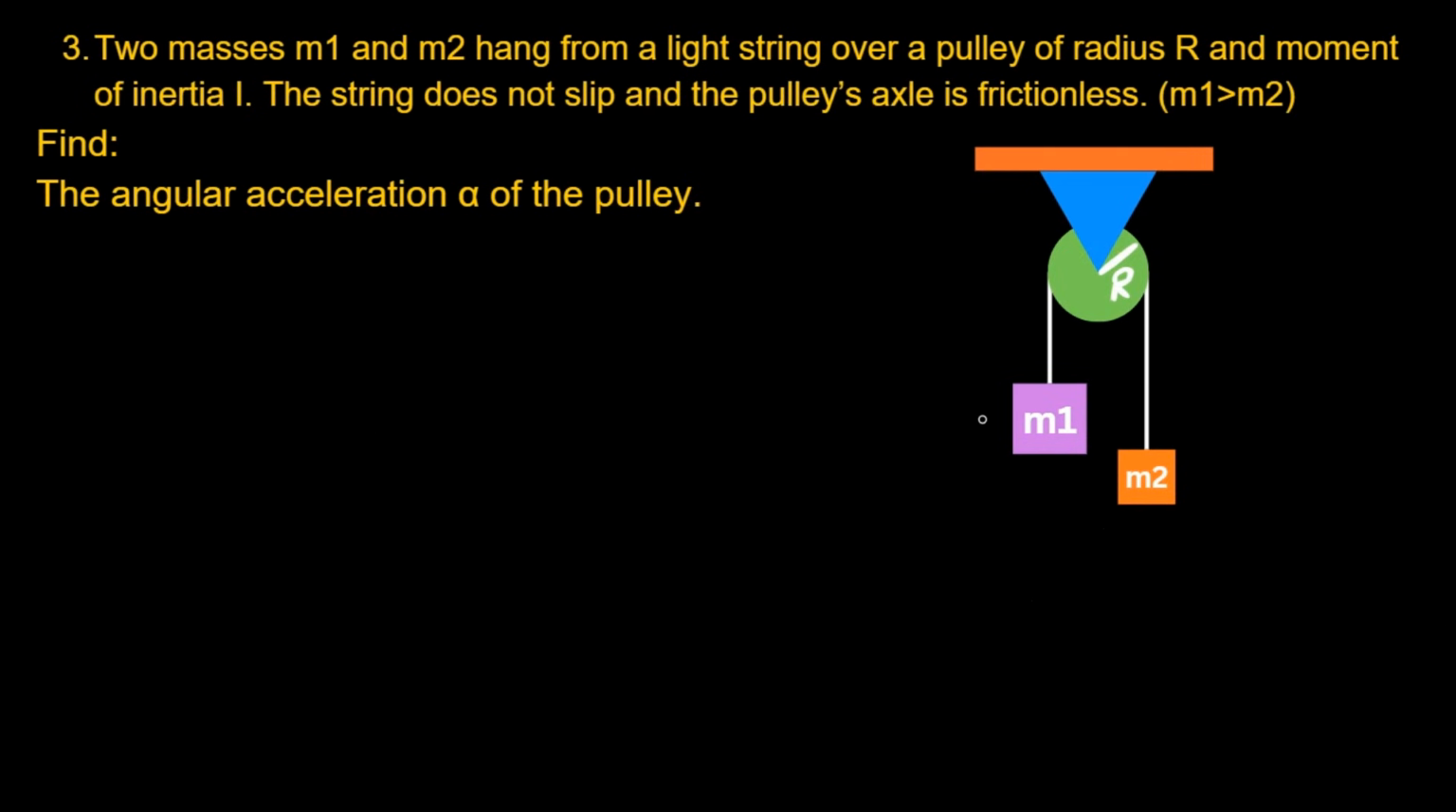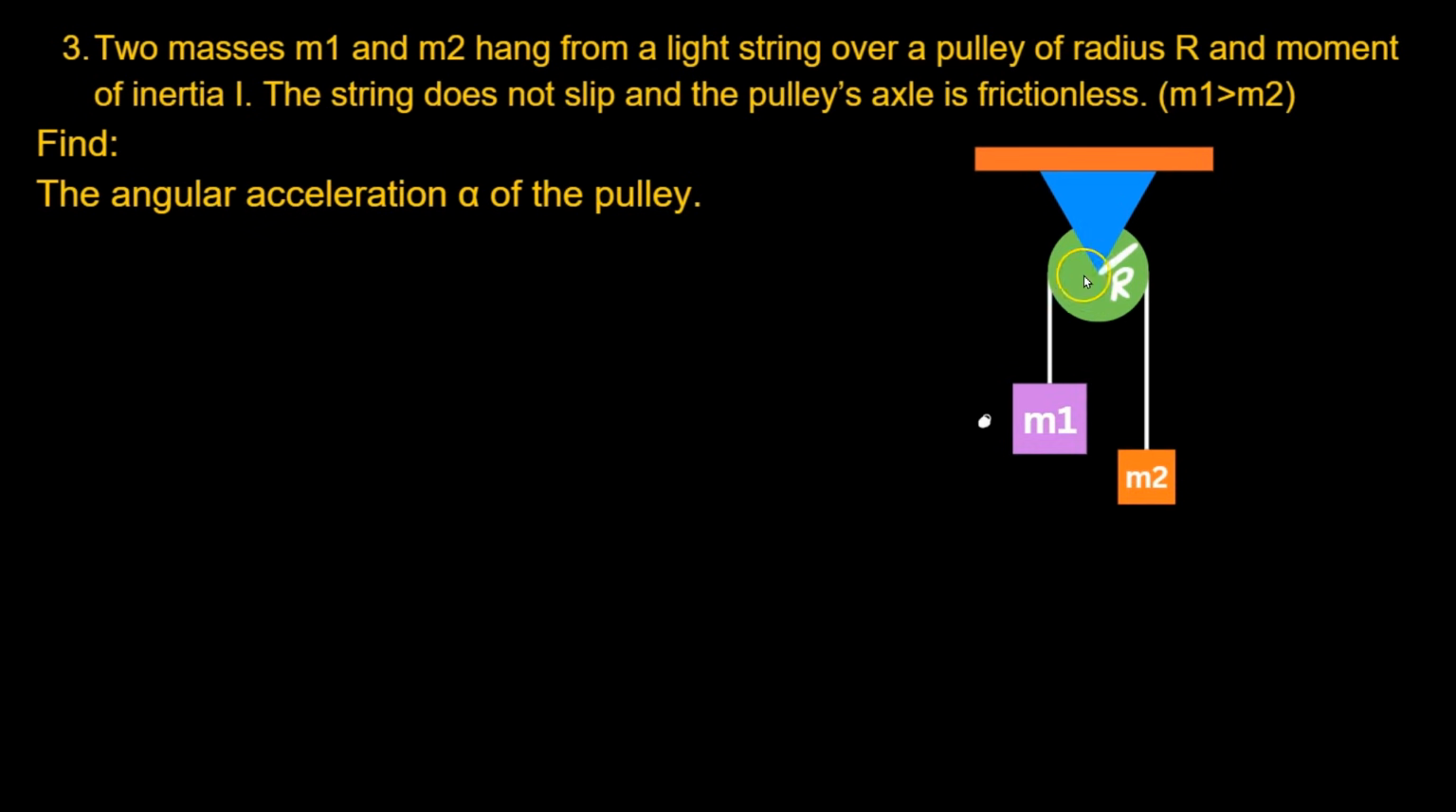Question 3. Two masses, m1 and m2, hang from a light string over a pulley of radius r and moment of inertia I. The string does not slip and the pulley's axle is frictionless. m1 is greater than m2. Find the angular acceleration alpha of the pulley.